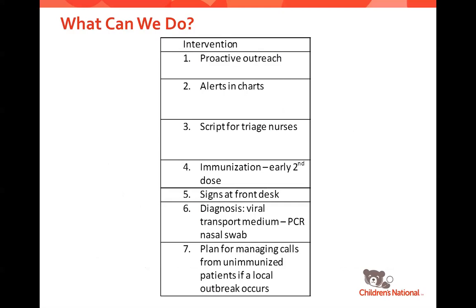The swabs that we use to do the PCR are typically those Dacron or flocked swabs, the same ones that we use to do our RSV rapid testing or our respiratory pathogen testing. Those also should be stocked in your clinic. And then, you should have a plan for managing calls from parents of unimmunized patients if there's a local outbreak. So those are just some ideas of things you can be sitting down and discussing with your practice group.